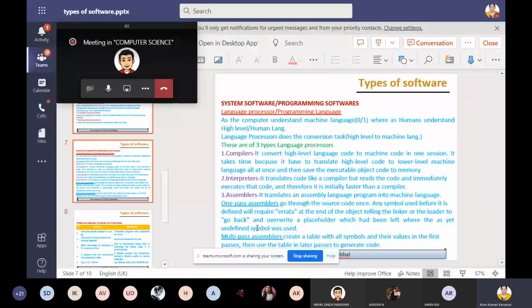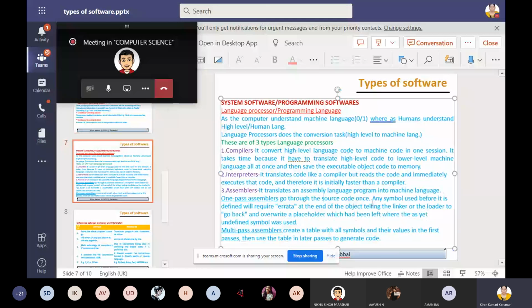One pass means one scan, children. Like from top to bottom, in one scan your entire translation will be done. See, a one pass assembler goes through the source code once. Any symbol used before it is defined will require errata at the end of the object, telling the linker or the loader to go back and overwrite a placeholder which had been left where there is an undefined symbol. That is how translation takes place in a one pass assembler.